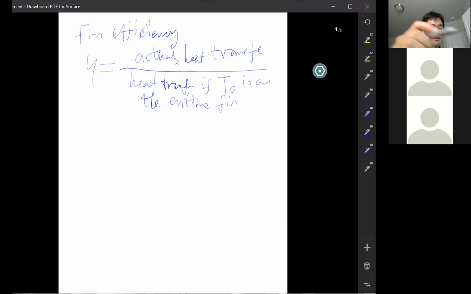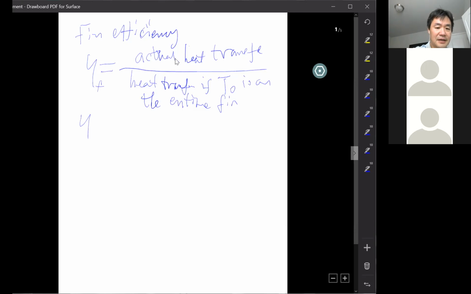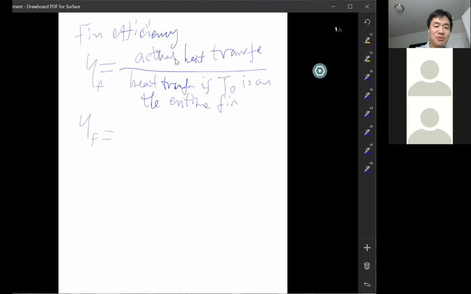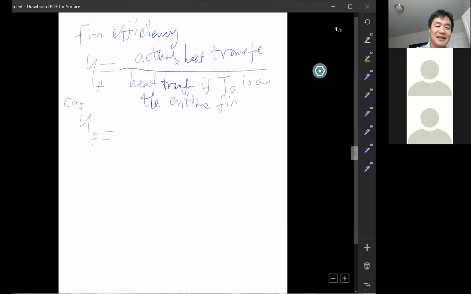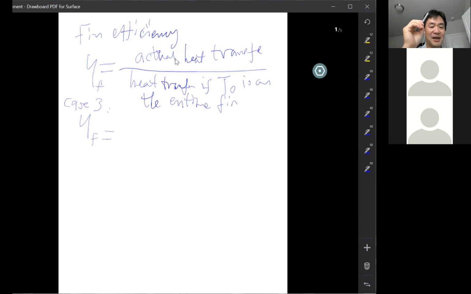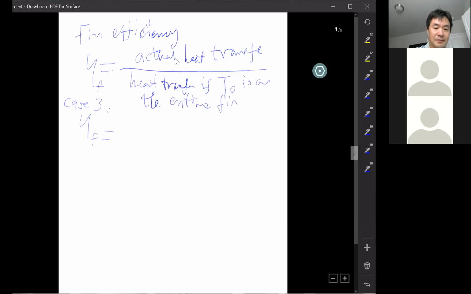I think later I'm going to introduce the fin effectiveness. You'll see the difference between the efficiency and effectiveness. Okay, so eta f is given by equation 2.38. It's for case 3. In this textbook, we always care about case 3 because that's the case most people use most of the time. For case 3, that efficiency becomes tanh(mL)/(mL). You can actually derive it based on the temperature values, but let's just look at the solution again here.